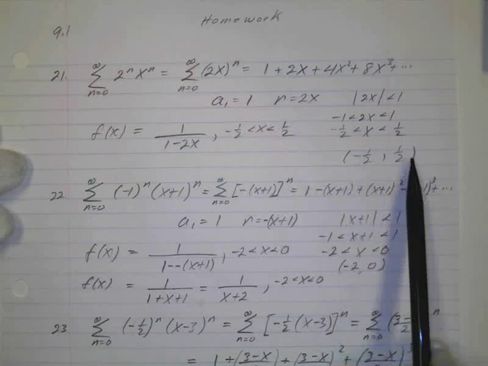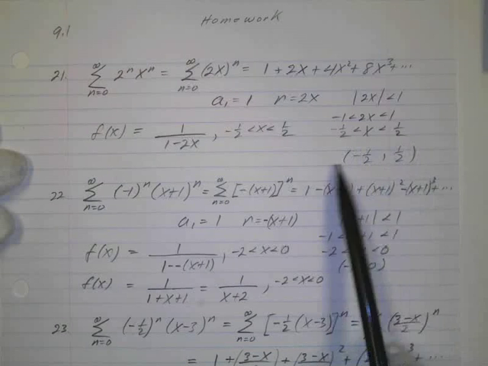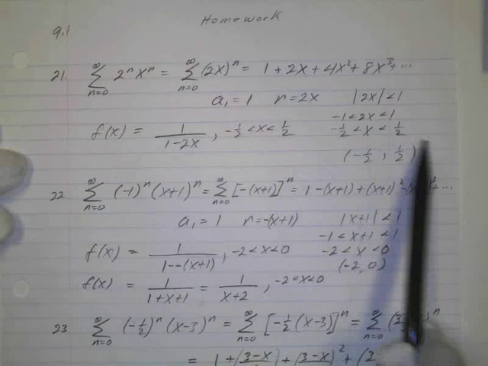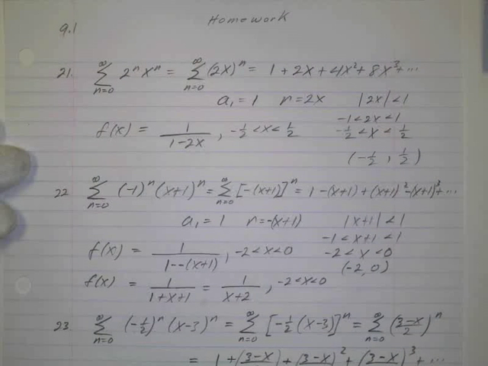So this is my interval of convergence. Right here, I can write it down like this. From -1/2 to 1/2. And that's my interval. It's an open interval, because that's less than. And that's my interval of convergence. Okay?